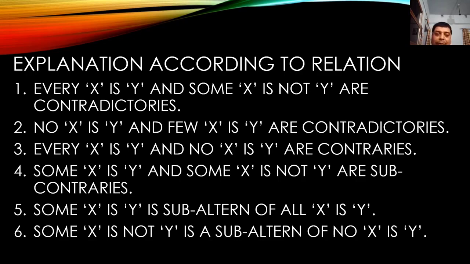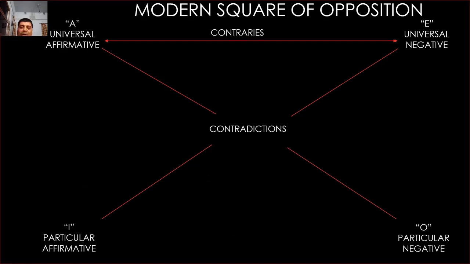Now the square of opposition has changed. The modern figure of the square of opposition is somewhat like this. It has only two relationships. They have removed the subcontraries, and they do not have the subaltern. So there are only two relationships here.